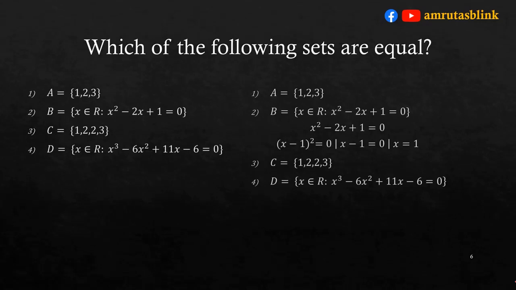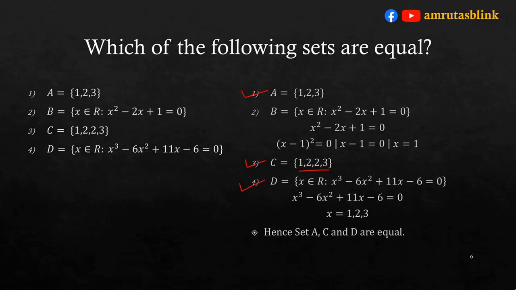And for the fourth one, it is a cubic polynomial given. In order to solve cubic polynomial, you can use hit and trial method. If you use hit and trial method, you can solve this cubic polynomial and you will get the values as x is equal to 1, 2 and 3. Now if you observe the elements, you can say that only set A, C and D are equal. Now in set C, although there are 4 elements, that is 1, 2, 2 and 3, but 2 is repeated, hence the number of actual elements contained in C are 1, 2 and 3, and hence set A, C and D are equal. Understood?